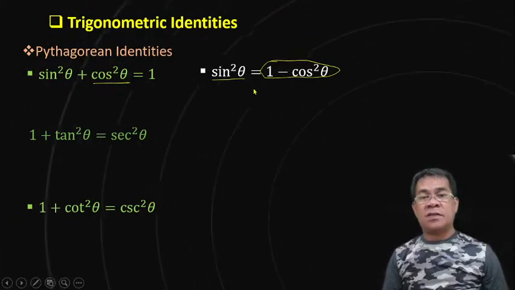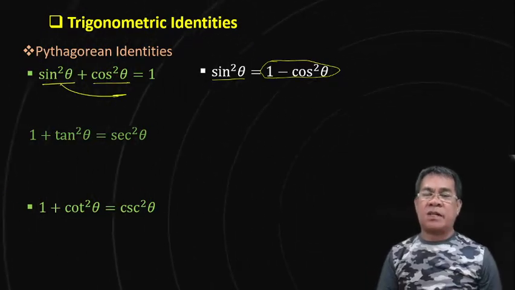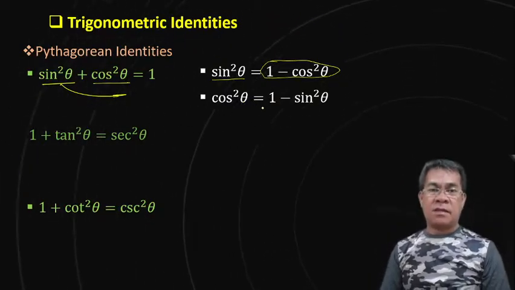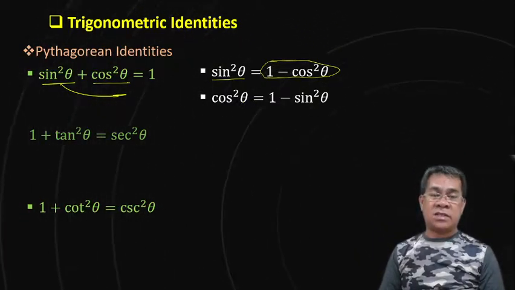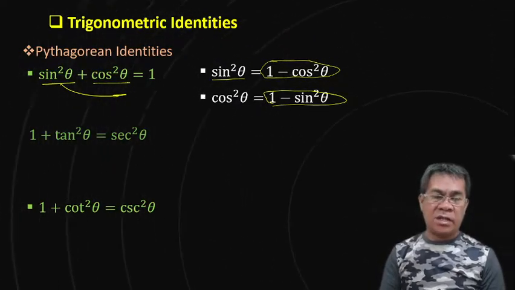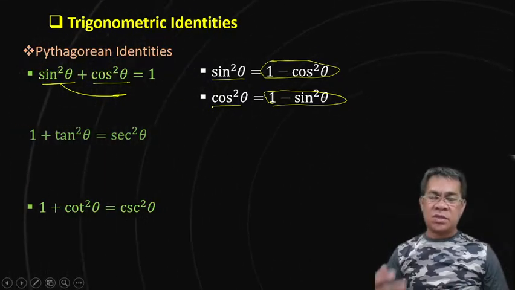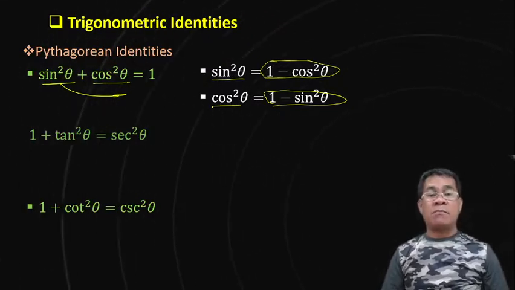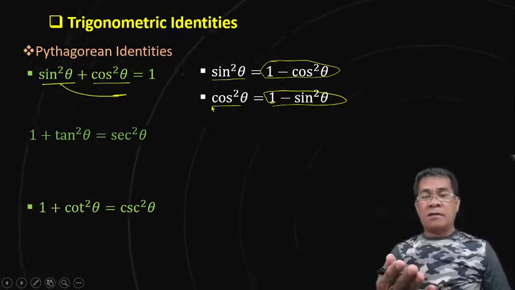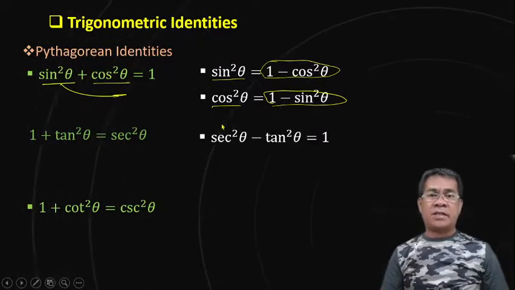Okay, now what will happen if I transpose this to the right side? So the result becomes what? The cosine square theta is equivalent to 1 minus sine square theta. So again, if you see this in any equation, you can replace it with cosine square theta. So we have another identity. We created another Pythagorean identity.